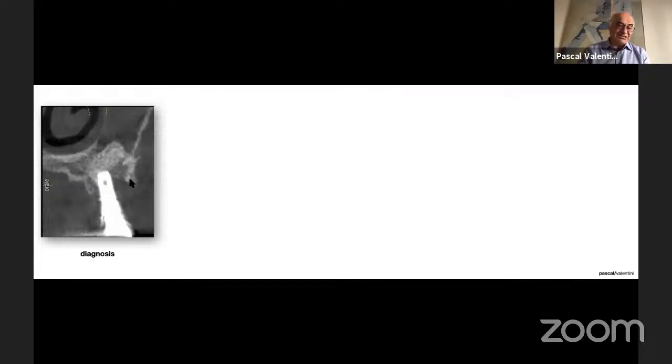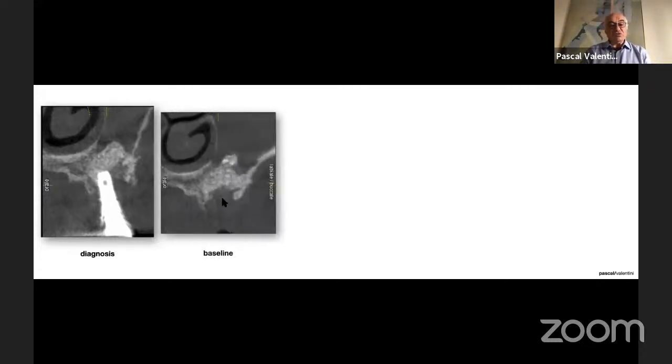This is another case, the same situation. Here, this is not an acute infection. It is only a membrane reaction to the peri-implantitis, but the ostium is open. So this is at the time of the diagnosis. We remove the implant, and now we clean the defect by curettage.